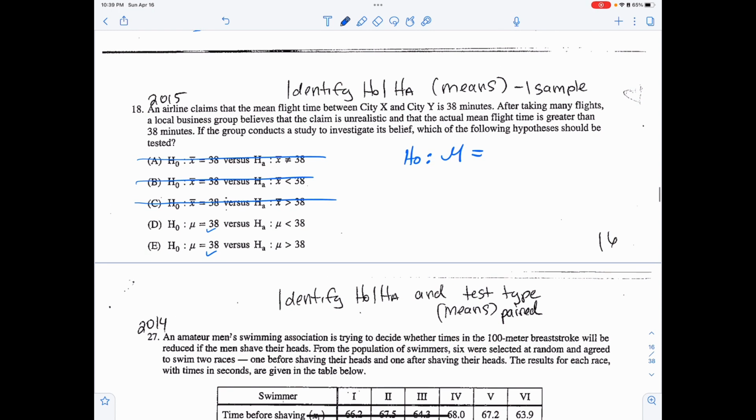Now all I have to do is see what I'm claiming, what I'm testing. If I'm claiming less than, it would be D. If I'm claiming greater than, it would be E. So let's read through and see what I'm claiming. It says greater than, you can read through it, and therefore it is E.